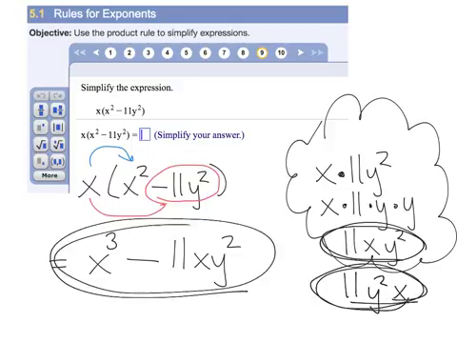Bringing it over here, not forgetting the fact that there was supposed to be a negative there in the first place. So the answer is x cubed minus 11xy squared. And really, that squared is only connected to the y. Gee whiz. That squared is only connected to the y. It's not really connected to the x or the 11 at all.